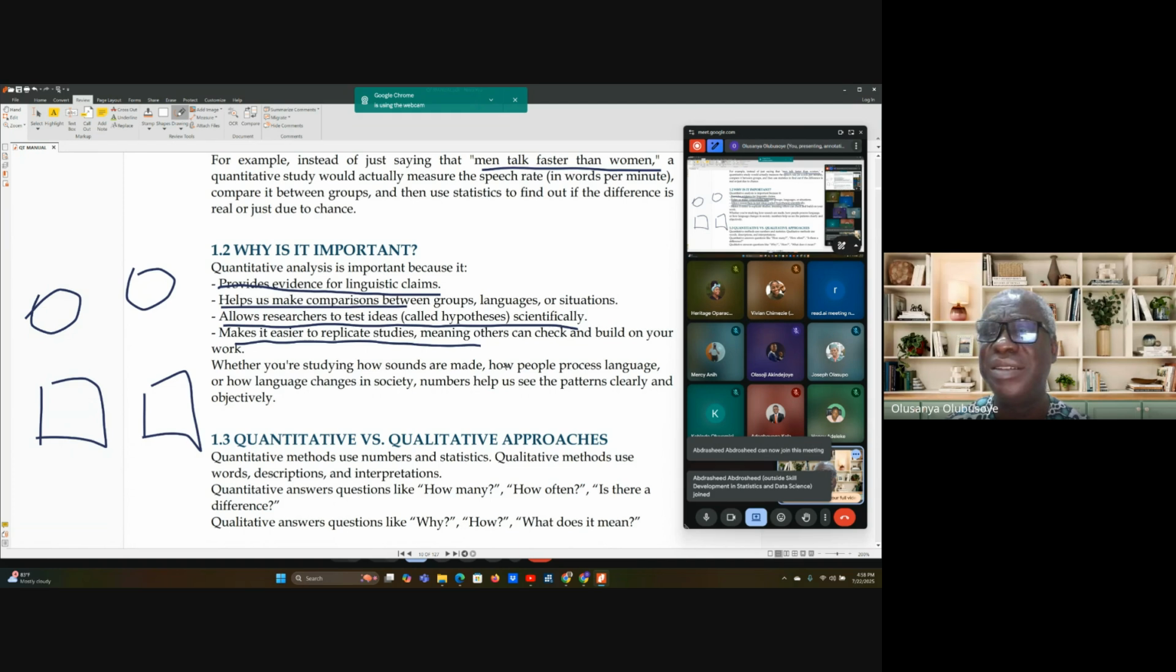What do we mean when I use the word replicate? Or you can even give me instances of studies that are replicated or that can be replicated.